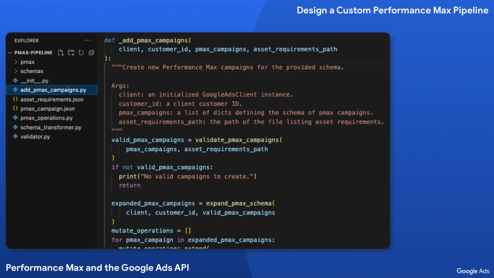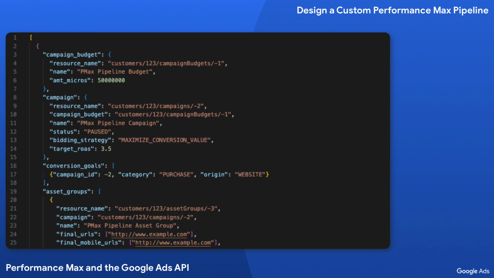Once our validation is complete, we can check if there are any valid campaigns to create back in our add PMAX campaigns file. If so, we can move on to our next step, creating an expanded PMAX schema. Here is a look at what I'm calling our expanded schema. Now, this schema is kind of like a hybrid between our flattened schema and the structure of the underlying resources that we'll ultimately be creating.